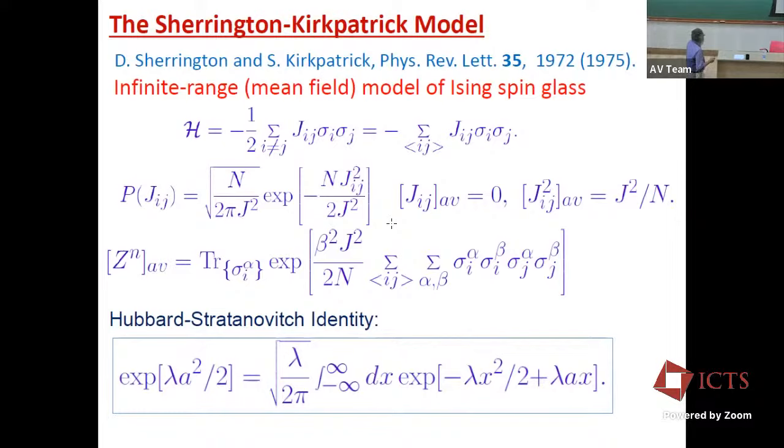Then you can do this average, replicate, and then do the average. And then this is basically the problem, that the different replicas are coupled. There is no disorder in the problem anymore, and you have to basically take a trace over all the replicated spin variables. And to work this out, one can make use of this Hubbard-Stratonovich transformation, because this whole thing can be written as a square.